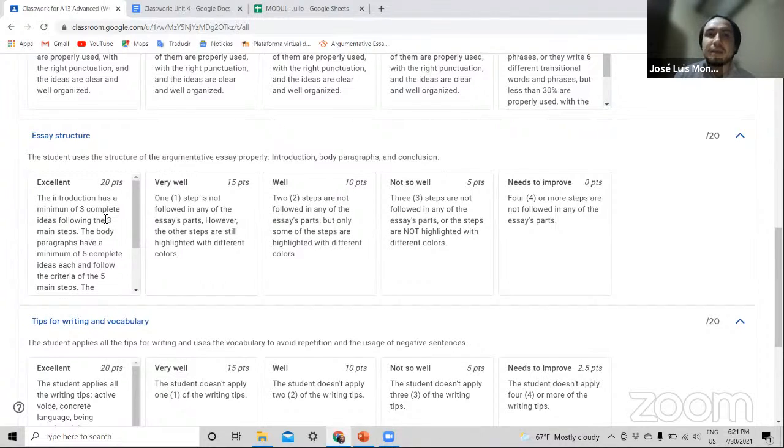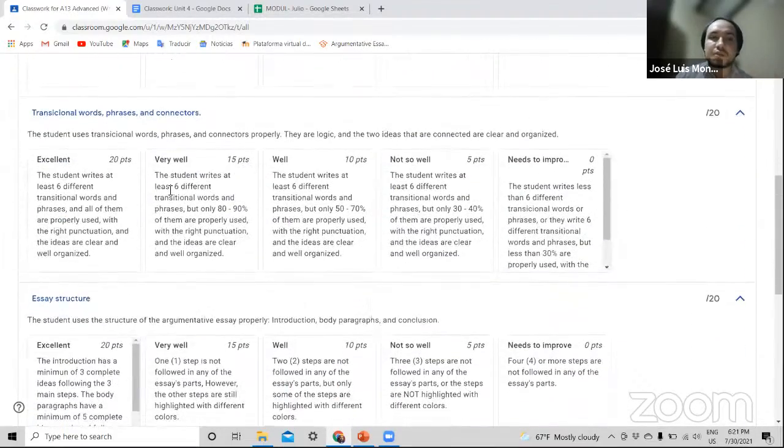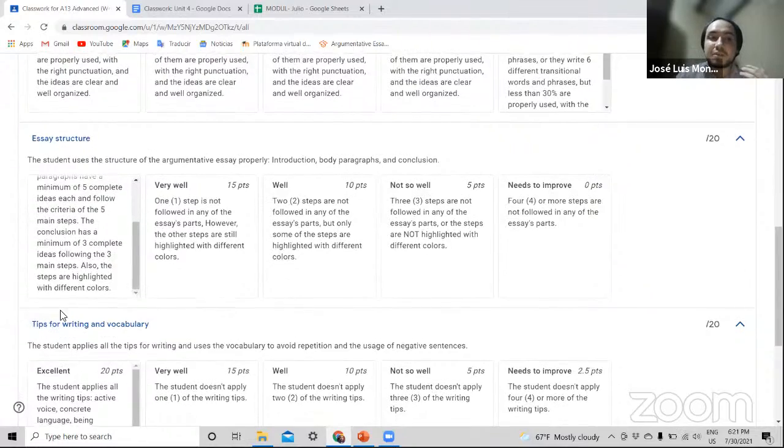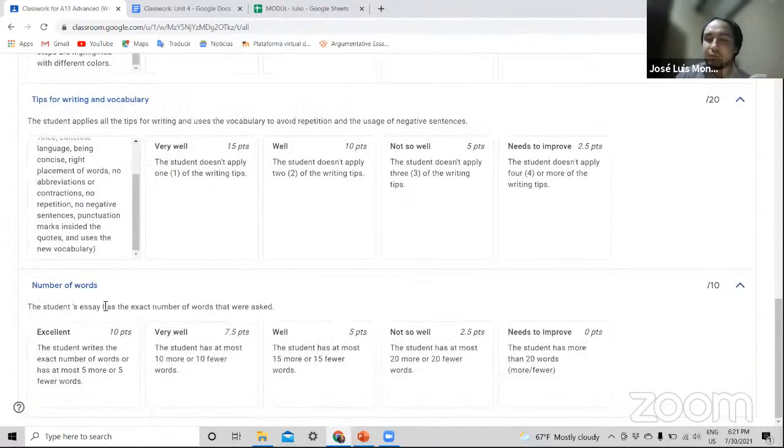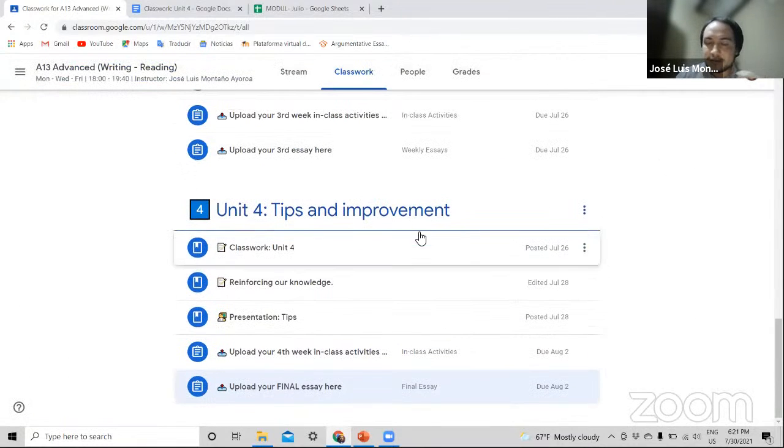That's it, okay? I repeated that once again because some people had problems with that structure, but it's really important that you follow it now. And again, spelling, punctuation, transitional words and phrases, the essay structure, tips for writing and vocabulary, and number of words are the criteria that I'm going to be evaluating. I think it's clear now. It's the second time that we are covering this, just in case. Now we can go to the lesson itself.